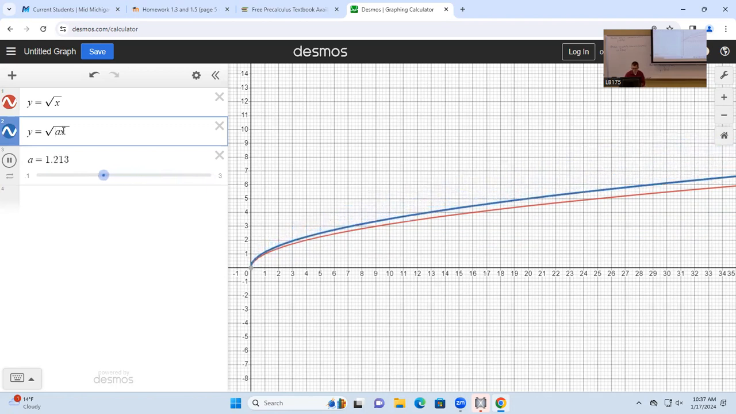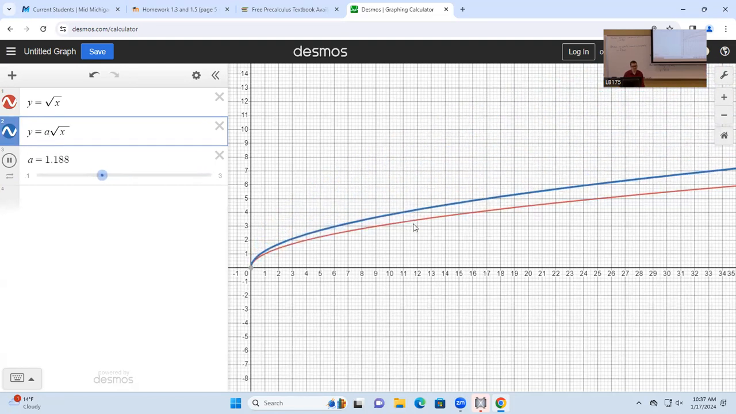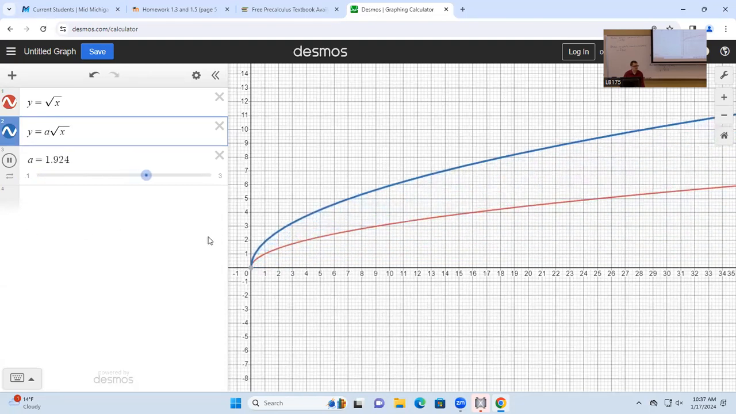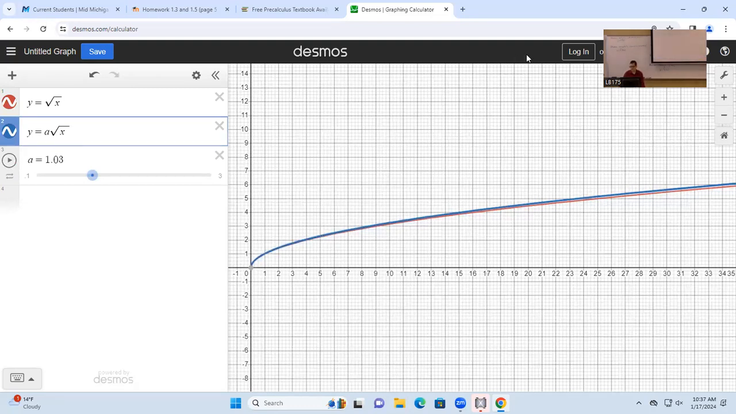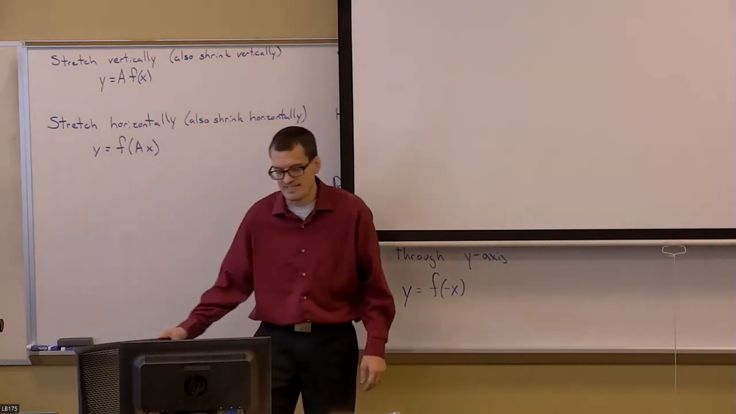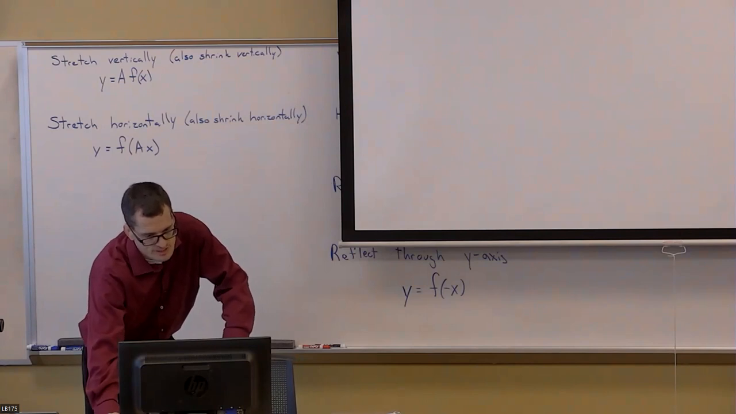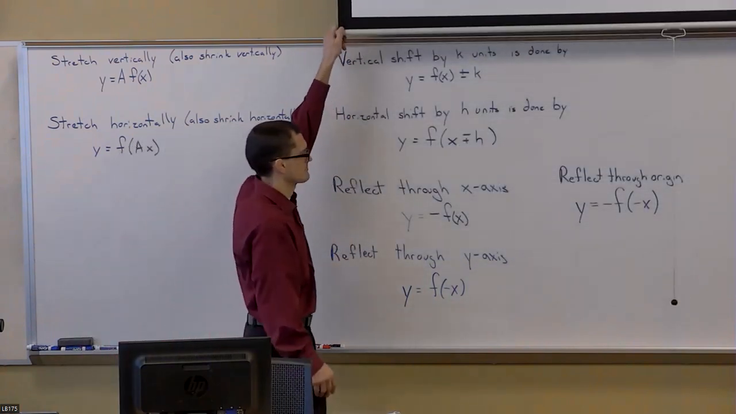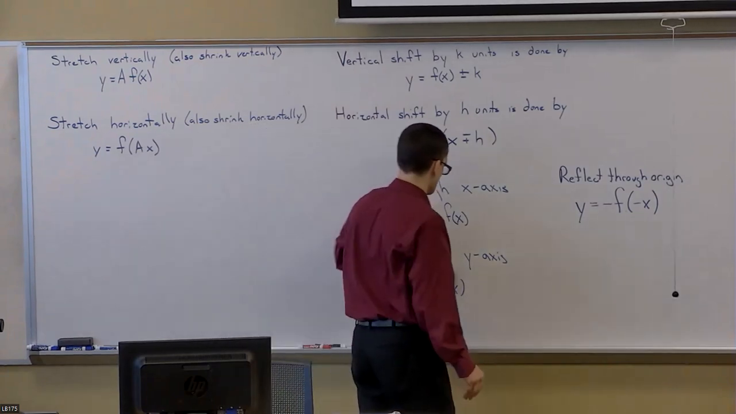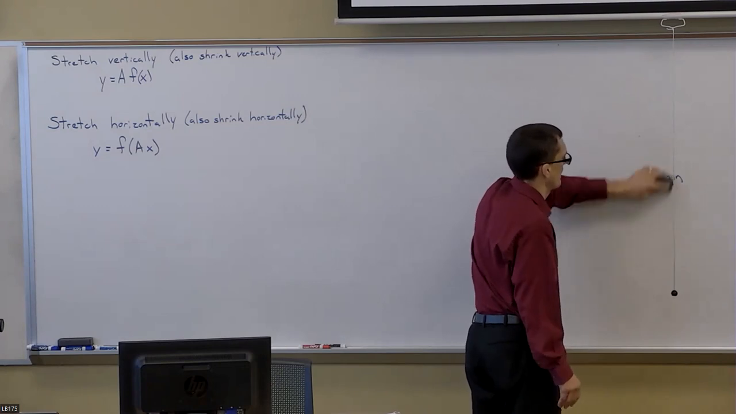If I put the A on the outside, again, it kind of looks similar, but this one's going up and down, whereas the previous one was going left and right, stretched. Is that okay? Good. All right, so that's the idea of all these transformations. And you should be able to say, oh yeah, this is a transformation of such and such base graph.